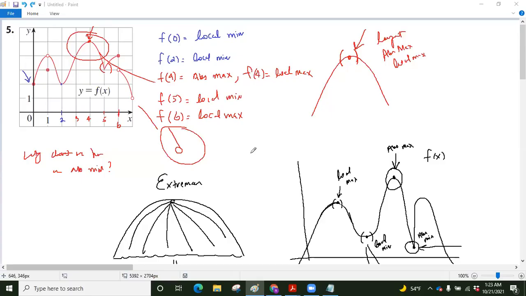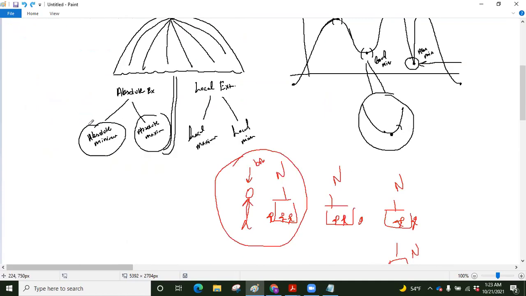And so that basically summarizes our answers here. We said that f of 0 was a local min, f of 2 was a local min, f of 5 was a local min, and f of 4 was an absolute max and also a local max, because all absolute extrema can also be local extrema. And we said that f of 6 was a local max. We said that we would skip f of 1, and now we want to revisit f of 1.